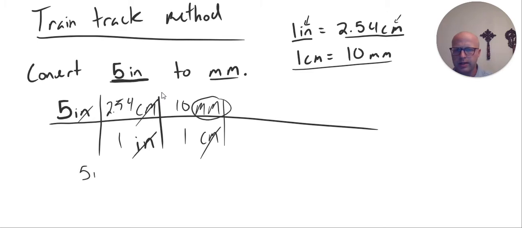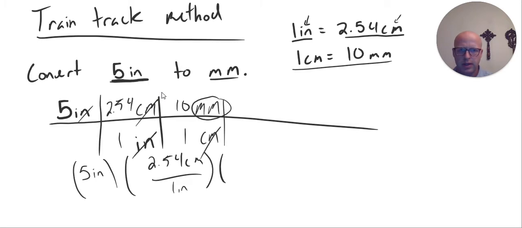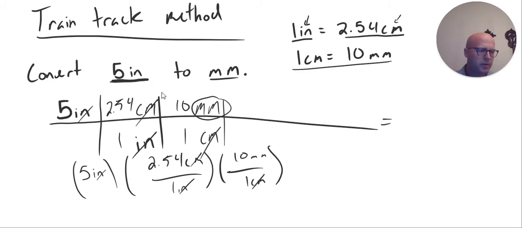Sometimes people would write it like this: 5 inches, and then you multiply 2.54 centimeters per 1 inch, and then you could do 10 millimeters divided by 1 centimeter. Okay, if that helps you see the arithmetic here. So I'm going to multiply across this numerator just like I would do with any fractions. So I take 5 times 2.54 times 10, and what I find out is that gives me a value of 127 millimeters. And that's going to be my answer.